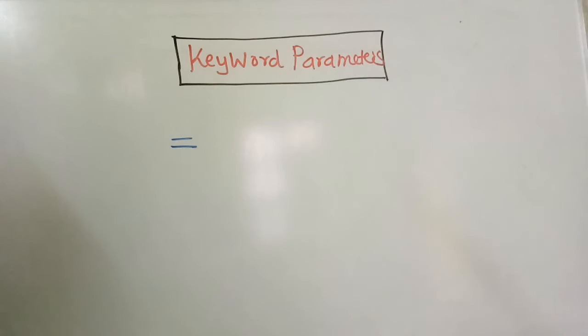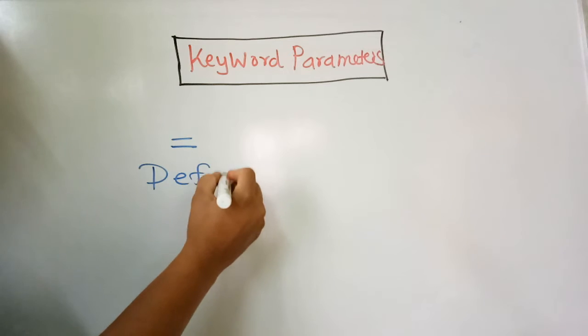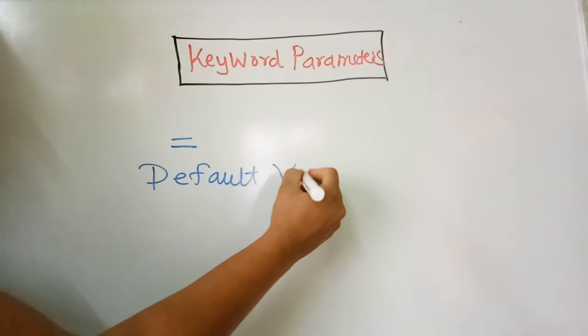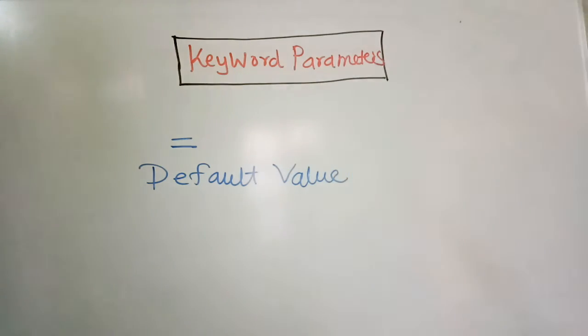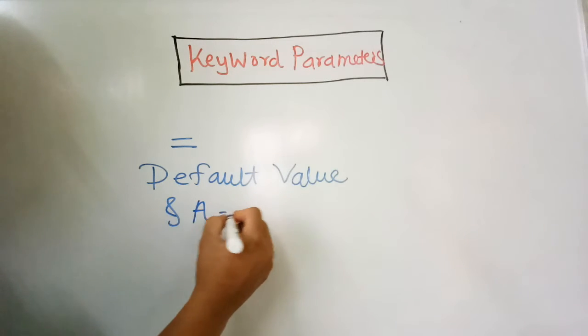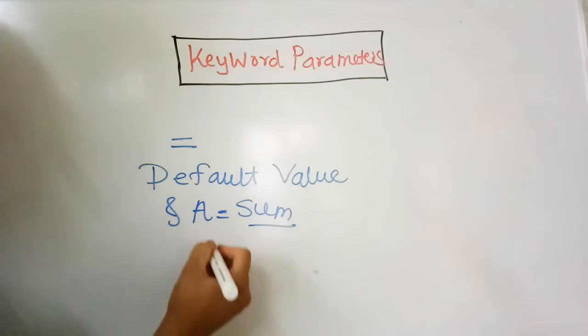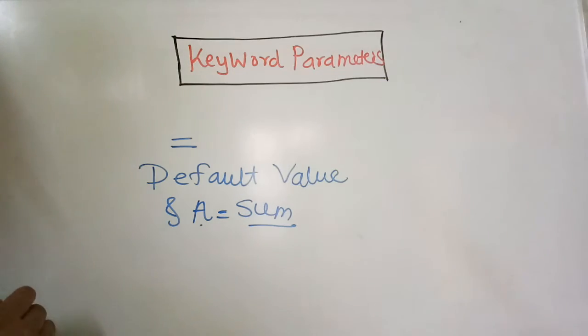The formal keyword parameter may or may not have a default value. What is the default value? A default value is such a value, for example, &A equals SUM. This is the value specified for this keyword.